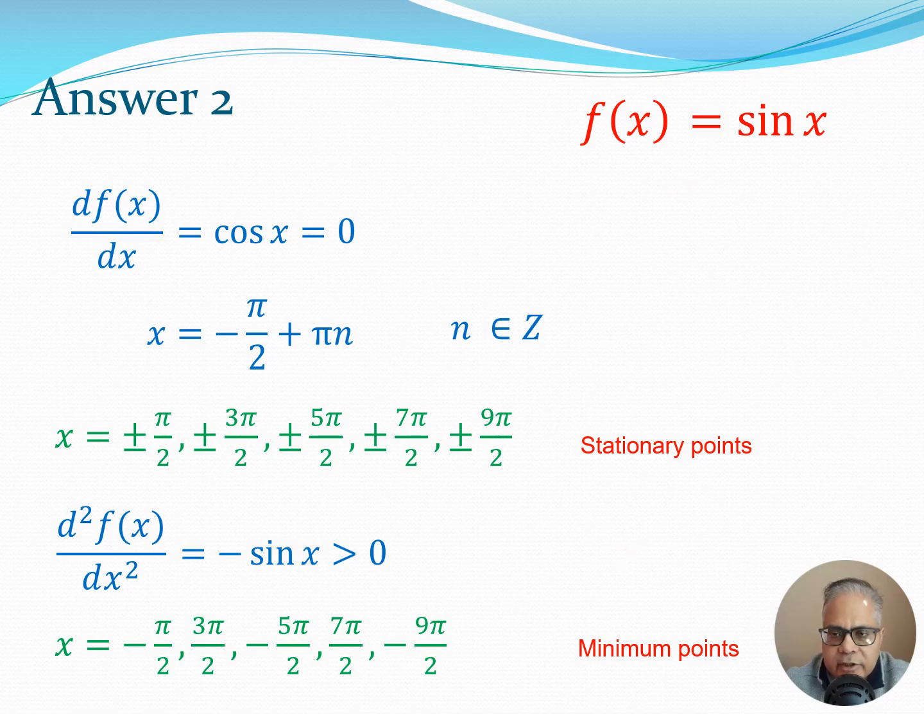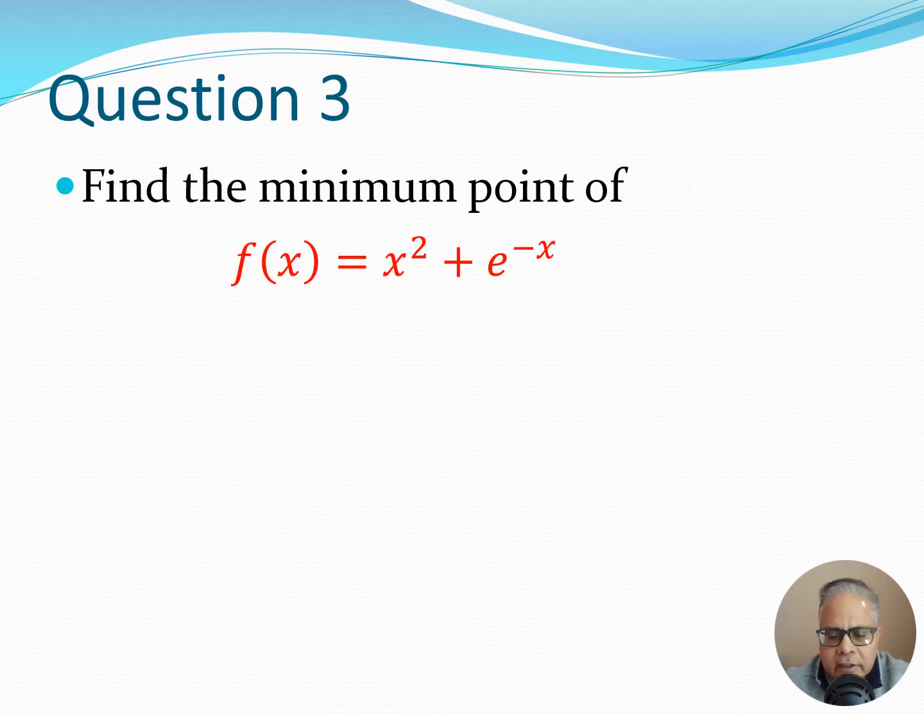verify this information here. Let's come to question number 3, which is find the minimum point of this function f of x is x square plus e to the power minus x.